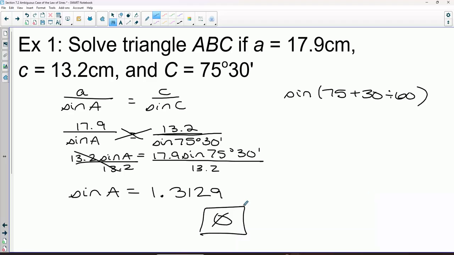Now, if you try doing it on your calculator, if you're looking for an angle, that's when we did the inverse. Remember doing that in the last sections? So if you do sine inverse, if you typed in second sine 1.3129, your calculator says domain error. So it tells you that's not possible. All right, so we might get cases where there isn't a triangle that works. Let's look at another one.